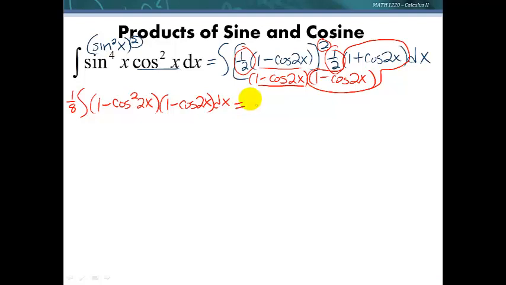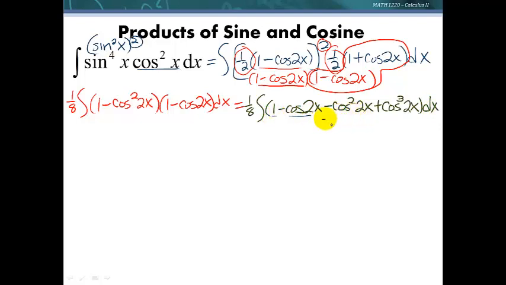So let's go ahead and multiply that out, and then we'll be ready to see what we can do with the integral. So first will give us 1, outers minus cosine 2x, inners minus cosine squared 2x, and lasts plus cosine cubed 2x dx. Now looking at this term, I can integrate this, I can integrate this.